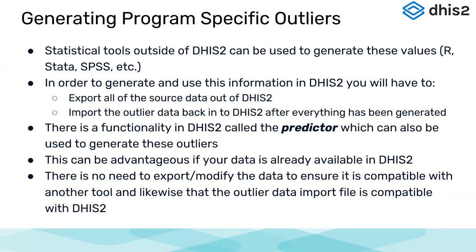There is no need to export modified data to ensure it is compatible with another tool, and likewise no need to ensure that the imported outlier data file is compatible with the DHIS2. So here we are explaining that for normal calculations which do not involve too much complex mathematics, you can use this function called predictors, and it will save you. First, you will not need other outside tools. Secondly, you don't have to import data from the DHIS2 to outside or from outside to the DHIS2.